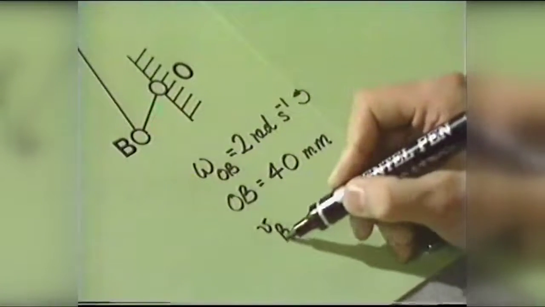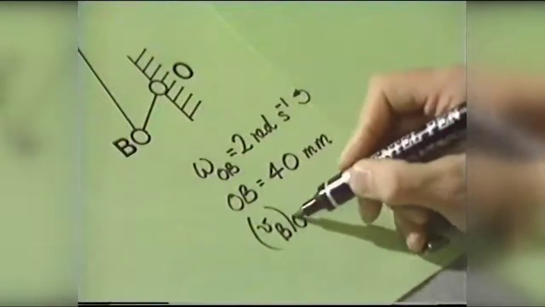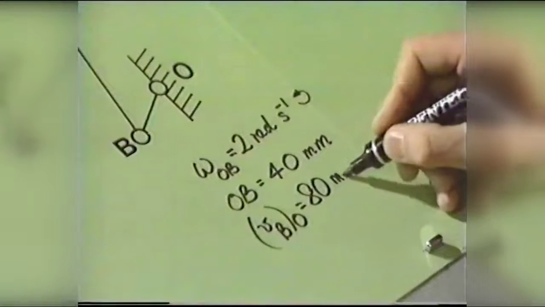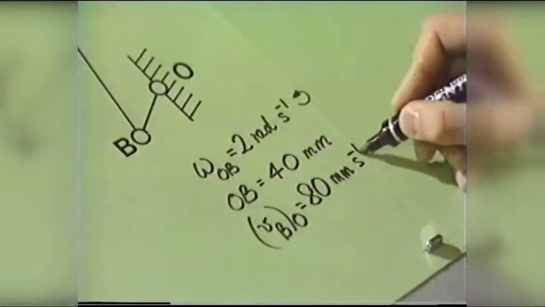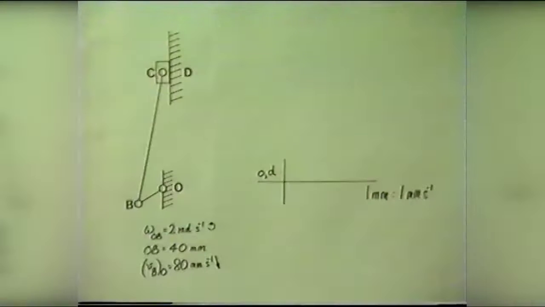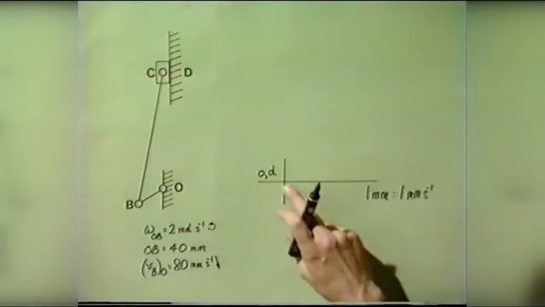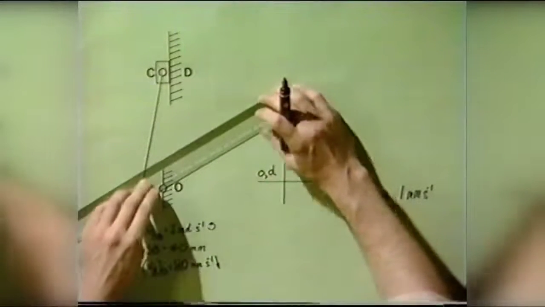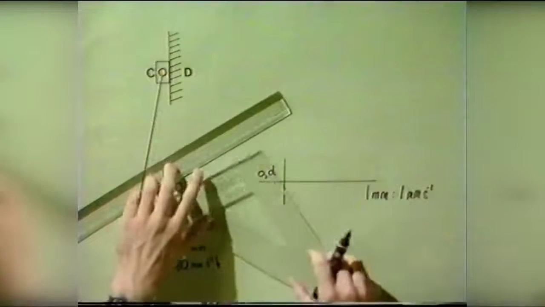So velocity of B relative to O is 2 times 40, which is 80 millimetres per second, and it's in that direction. Now, to mark that on the velocity diagram, I want to draw a line through O perpendicular to the link OB. And to do that, I'll set my ruler up and use the square.